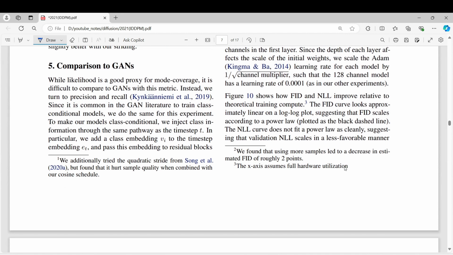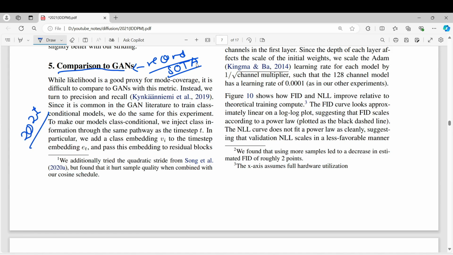And let's focus on another part, which is comparison to GANs. This paper was published in 2021, and at that time GANs were holding some of the state of the art results in FID, inception score and some of the likelihood metrics. So GANs were holding the records in image generation, and they are doing a comparison with the GANs and they improve DDPM.